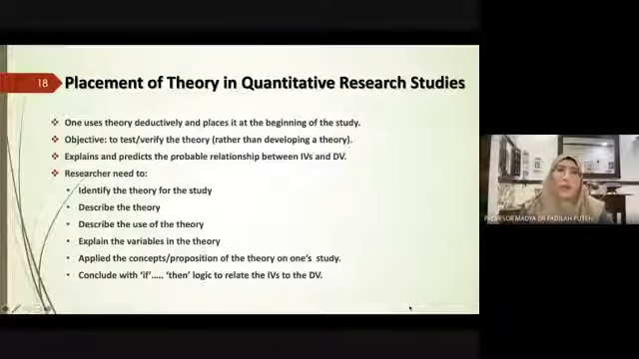So what you need to do if you are doing a quantitative study, number one, is to identify the theory for the study. I'm telling you that identifying the right theory is not an easy task, because there are thousands of theories. But which of the theories is very relevant to your study? This is where you need to review a number of theories.